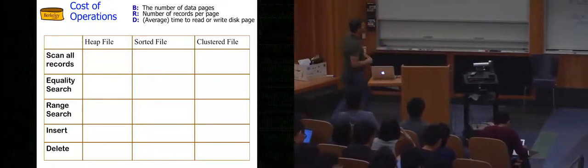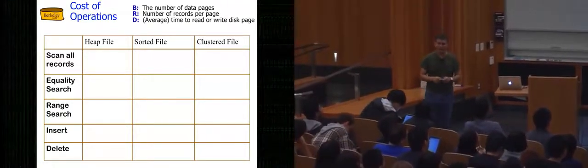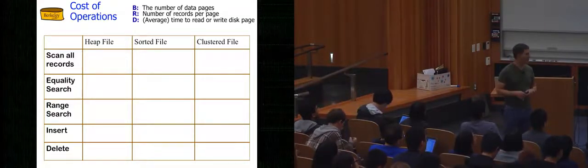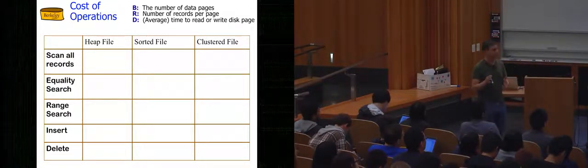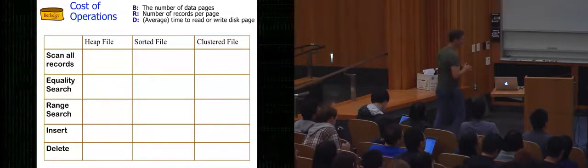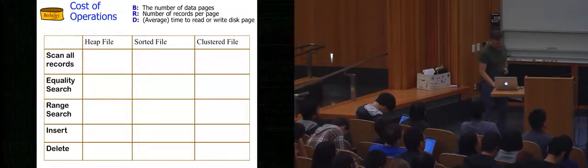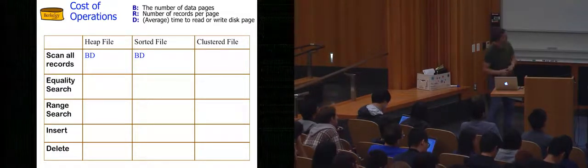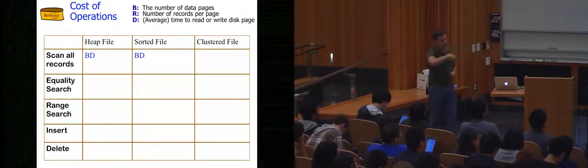Okay. What about for the sorted file? How long does it take to go through all the records in a sorted file? B times D. And a clustered file we haven't really figured out yet. I haven't shown you what it looks like, so let's not worry about that yet. But those first two entries should be really easy, BD and BD. Okay, great.